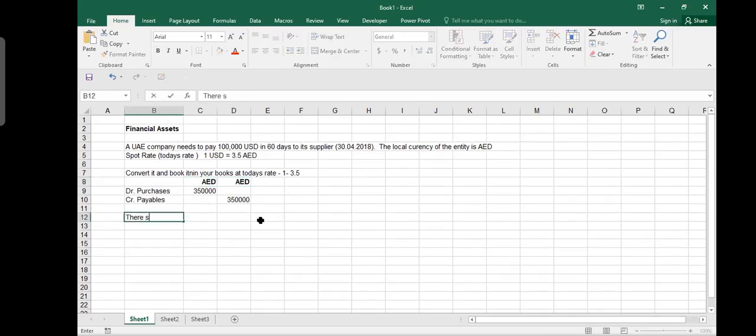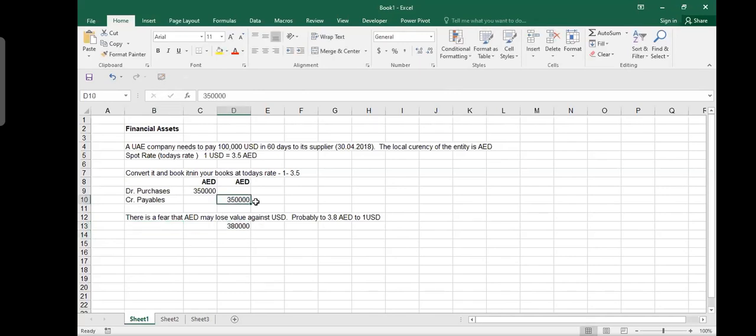Now there is a fear that AED may lose value against USD. You are afraid that your local currency will become weak, probably to 3.8 AEDs to 1 USD. If AEDs become weaker and USD becomes stronger, I need to pay 380,000 AEDs. My liability as of today is 350,000, but it may become 380,000. If my local currency becomes weak, it will happen like this. And of course, there's a 30,000 AEDs loss. It does not happen now, but I'm just afraid.